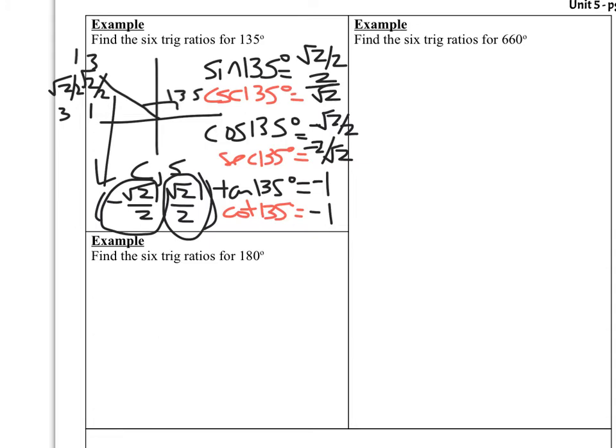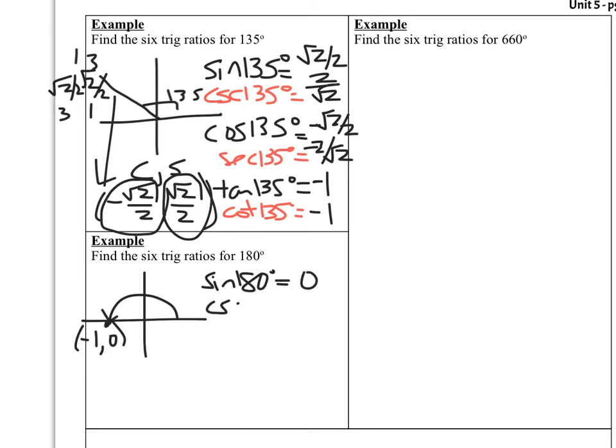All right. So what about if I want to find all of the 6 trig ratios for 180? So 180 is right here. What coordinate did that go with? That was with negative 1, 0. So sine of 180 is 0. If I flip that, I can really think of that as 0 over 1. 1 over 0 would be undefined. So some of these are going to be undefined.